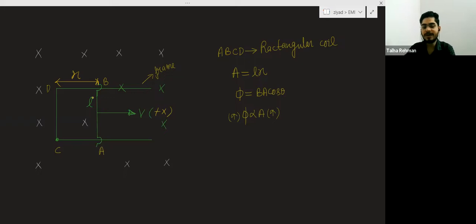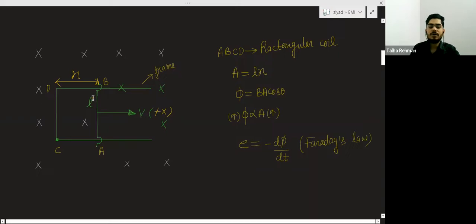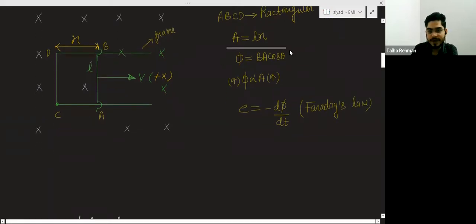What happens when the magnetic flux increases? According to Faraday's law of electromagnetic induction, whenever there is a change in the magnetic flux linked with the coil, there will be an induced EMF in the coil, and the induced EMF is given by minus d phi by dt. This is from Faraday's law. Now put the value of phi here.